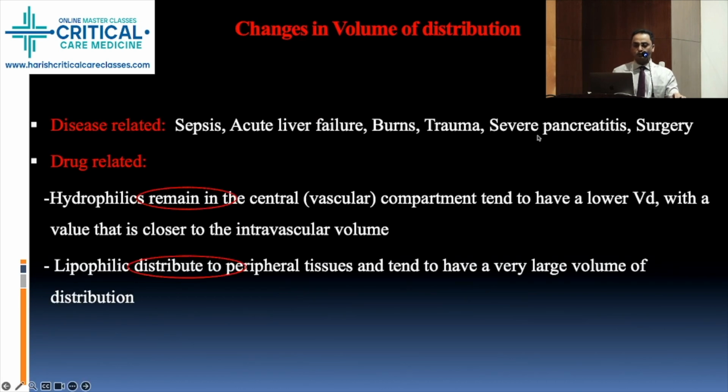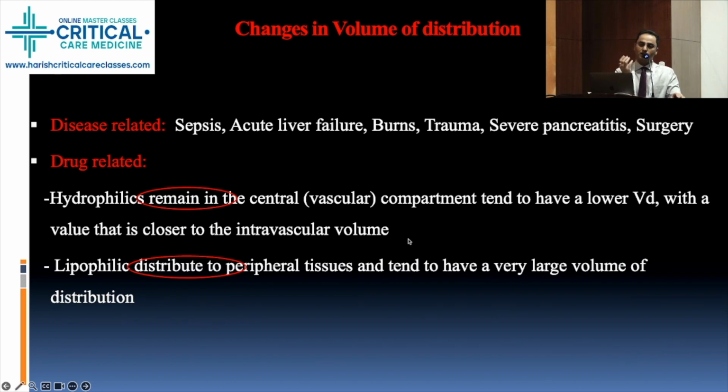Okay. So when it comes to volume of distribution, we know that the patient is septic. So acute liver failure, burns, trauma, severe acute pancreatitis, immediate post-surgery, they are going to have hyperdynamic circulation, okay. So their volume of distribution is going to be increased. So hydrophilic agents remain in the central, that is the vascular compartment, and tend to have a lower volume of distribution, with a value that is closer to that of the intravascular volume.